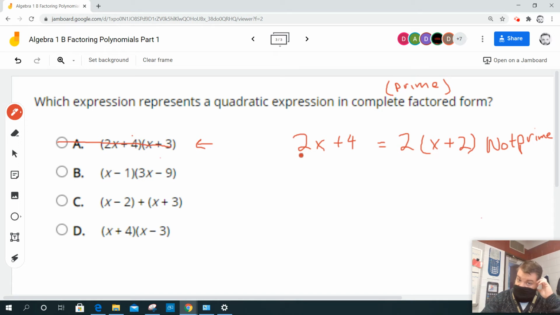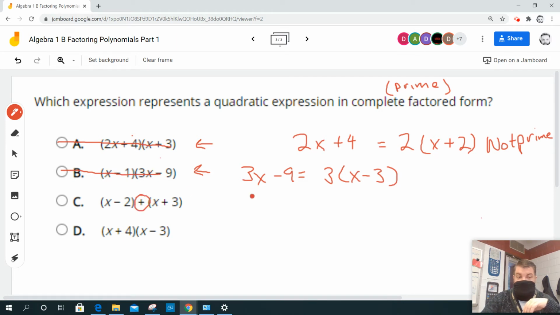Next one, same thing. 3x minus 9, 3 is the greatest common factor, so that's equal to 3 times the quantity x minus 3. So that's off the list. This is not a factor, that's a sum. You're adding. Factors are multiplied.